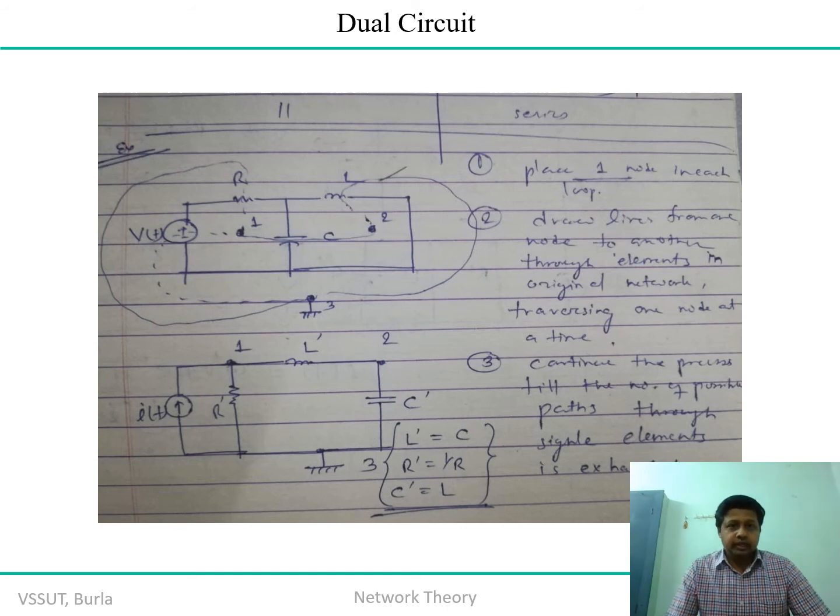Now between 2 and 3 there was an inductance. So now it is going to be represented by the equivalent capacitance. So 2 and 3 are interconnected through a capacitance. The new capacitance is C dash, and the value of C dash is exactly equal to the amount of L henry in the previous network. So C dash is represented by L.